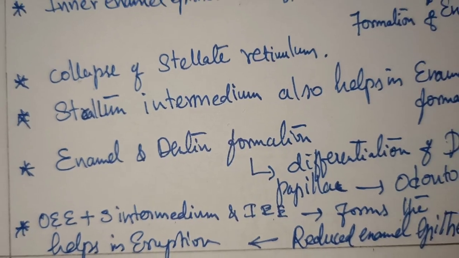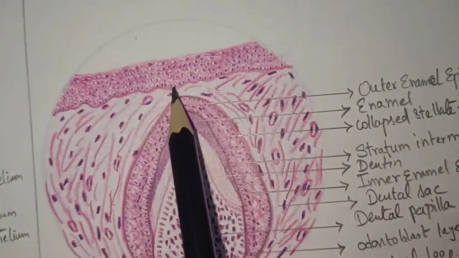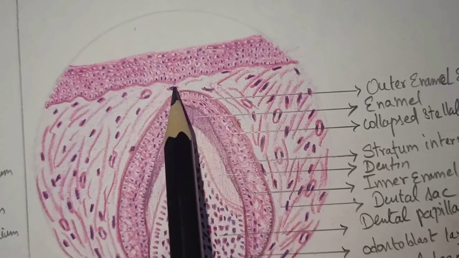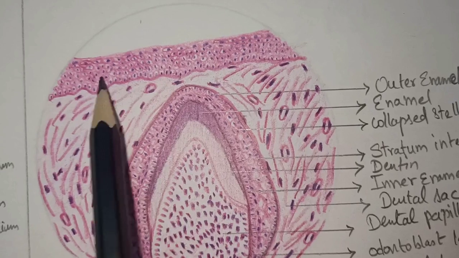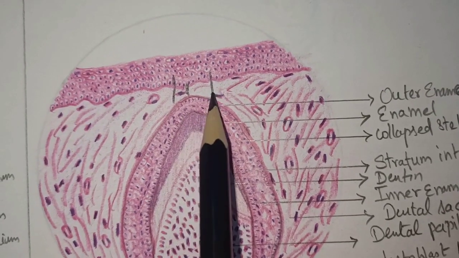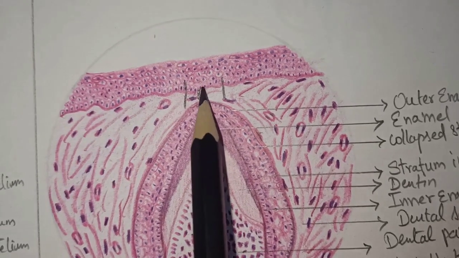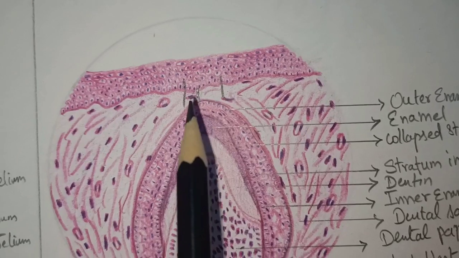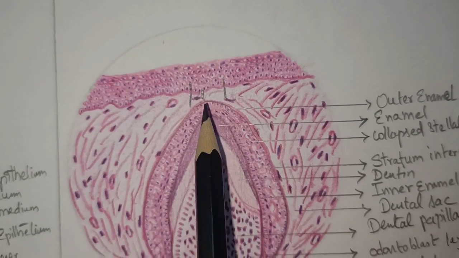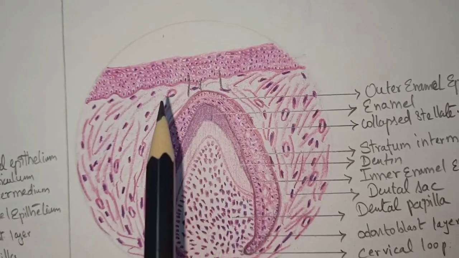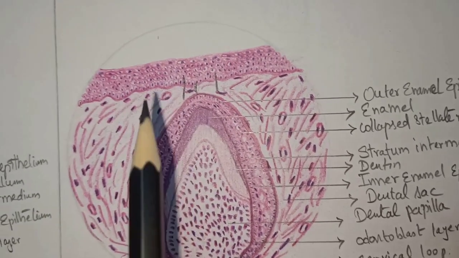Okay, what is the main role? Reduced enamel epithelium will fuse with the oral epithelium, where this disintegrates. When it gets fused, they disintegrate and a small channel will be created here. From there only your tooth will erupt. Okay, that newly formed tooth crown portion will get erupted. That is why there is no bleeding during the eruption of the tooth. Okay, when you see the eruption, there won't be any bleeding.